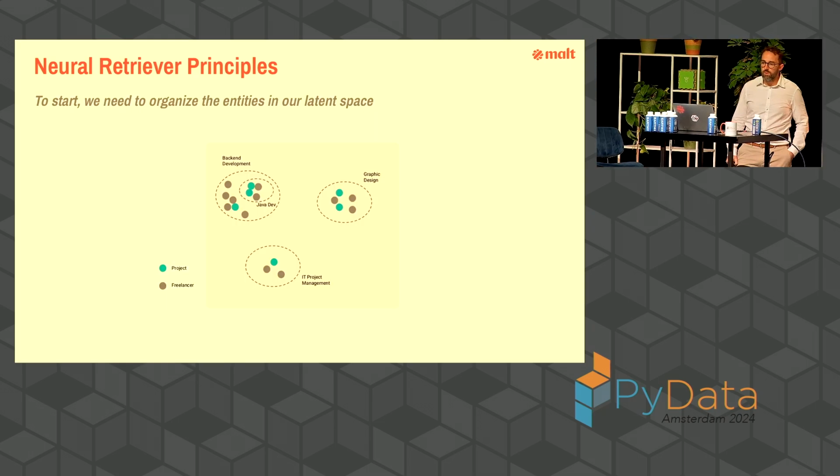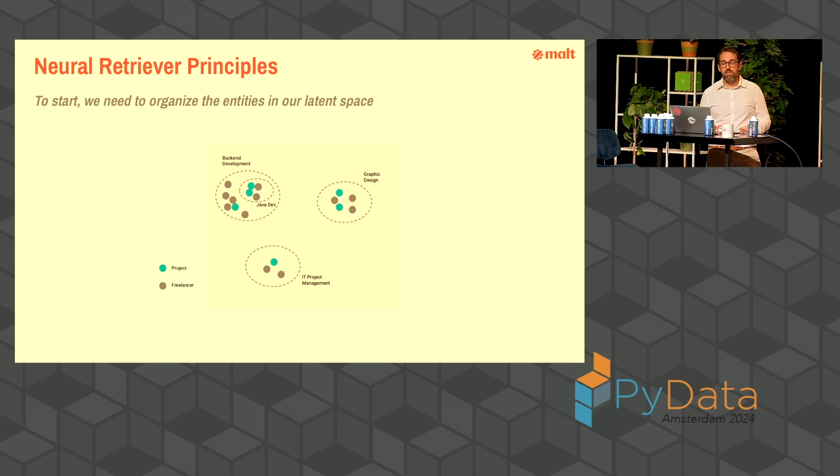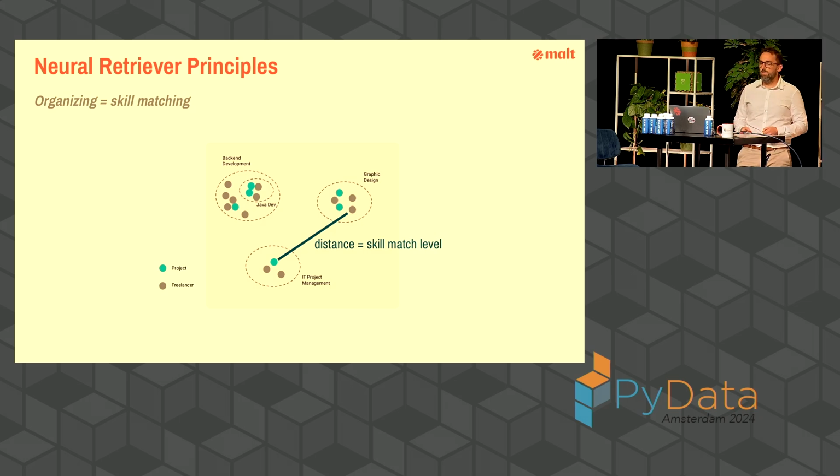To build a neural retriever, you need an organized latent space. So what is a latent space? That's where the embeddings live. And what are the embeddings? They're basically the coordinates for our profiles and our projects. Here we've got an example projected in 2D, and we see some kind of organization, with one job category being in one part of the space and another family in another part. That organization, in our case, would mean that the distance equals the skill match level. So if two freelancers, or a project and a freelancer, are next to each other, there's a good skill match. If they're far away, it's a bad skill match.